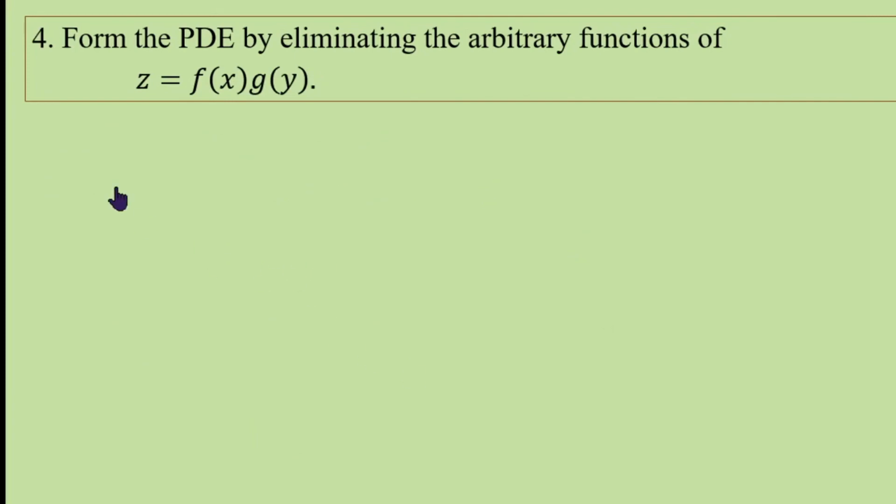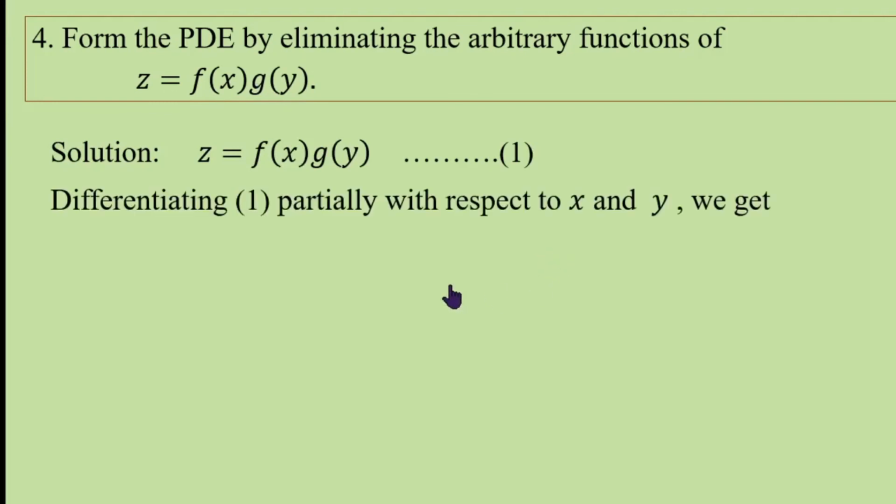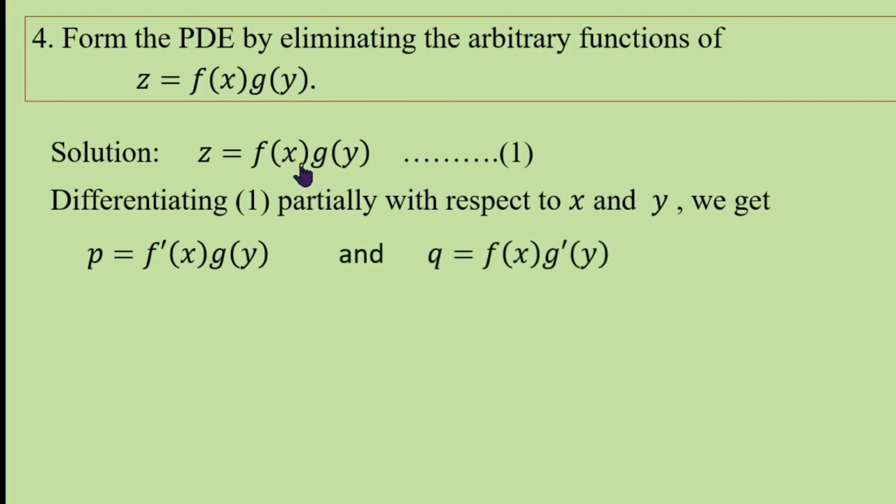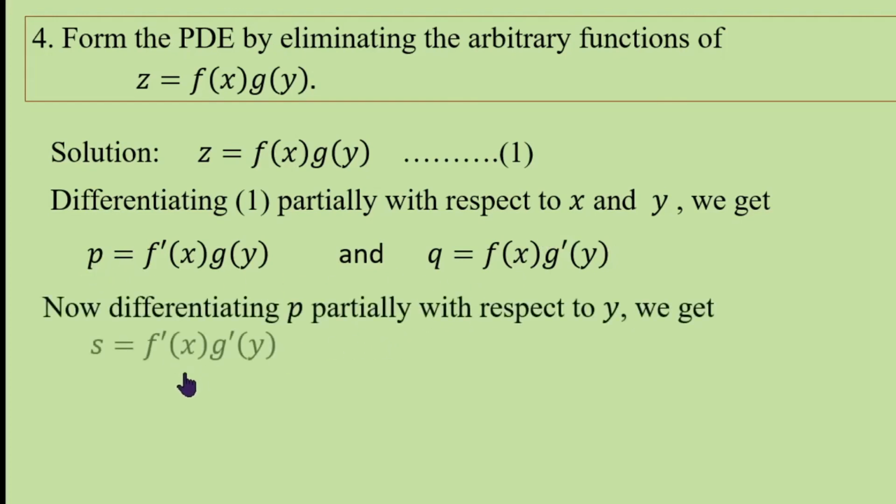Okay. Next one, form the PD by eliminating arbitrary functions of z equal to f of x into g of y. So directly, differentiate partially with respect to x, p equal to f dash x, g of y is constant, and q is g dash of y, f of x is constant. Now differentiate p partially with respect to y, so you'll get s. S equal to f dash x is constant, g of y derivative with respect to y is g dash of y. Now just multiply p and q.